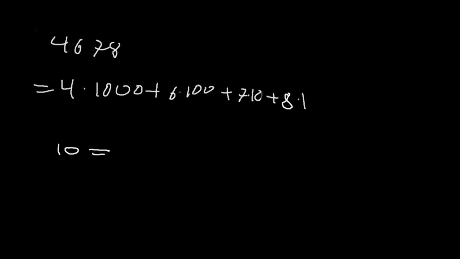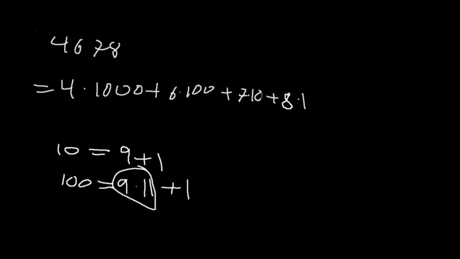10 can be written as 9 plus 1. And this is useful because we know that 9 is also divisible by 3. And this is important. 100 can also be written as 9 times 11 plus 1. And this number is still divisible by 3 since it has a factor of 9. And here's an important property. Let's take a number 540.